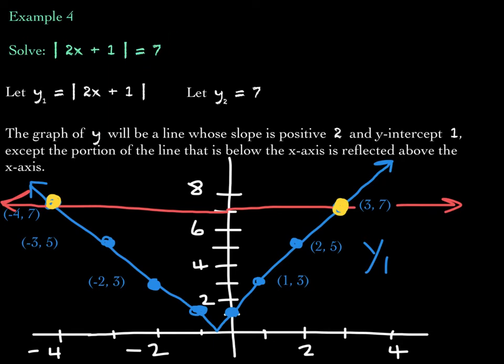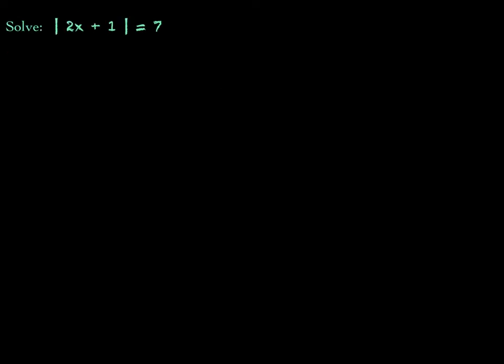Now let's show the analytical approach. Now please remember the definition of the absolute value of a number. The absolute value of a number is its distance from 0. So for the absolute value of 2x plus 1 to equal 7, that means 2x plus 1 has to be 7 units from 0 on the number line. So this can only happen if 2x plus 1 is exactly equal to 7, or it's equal to the opposite of 7.